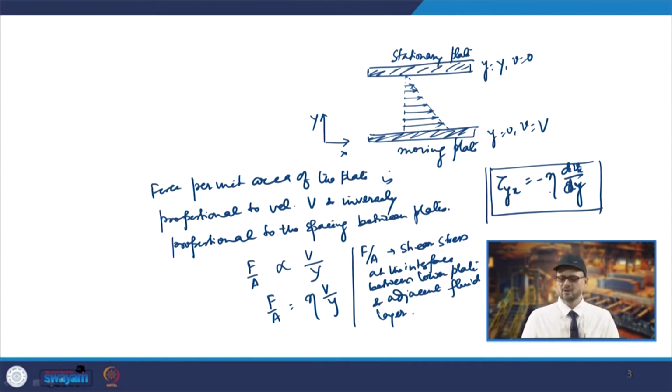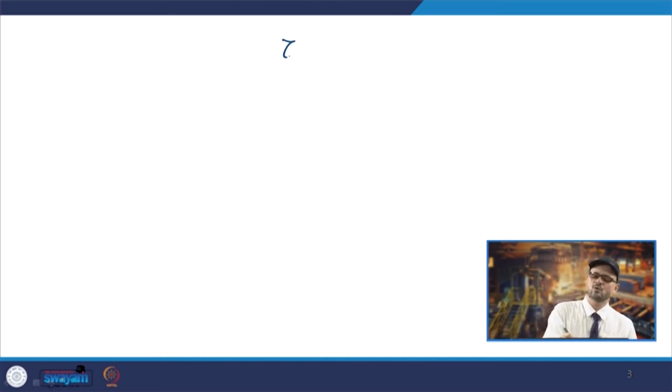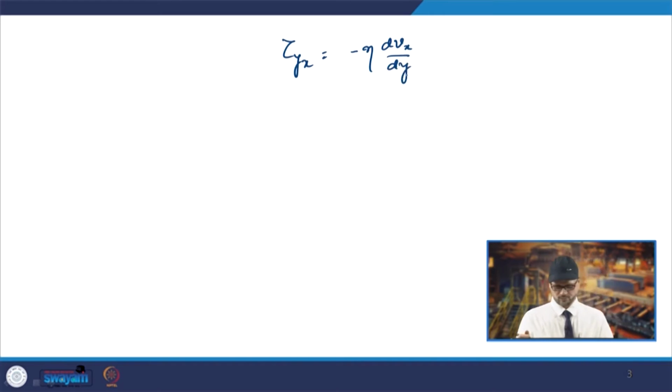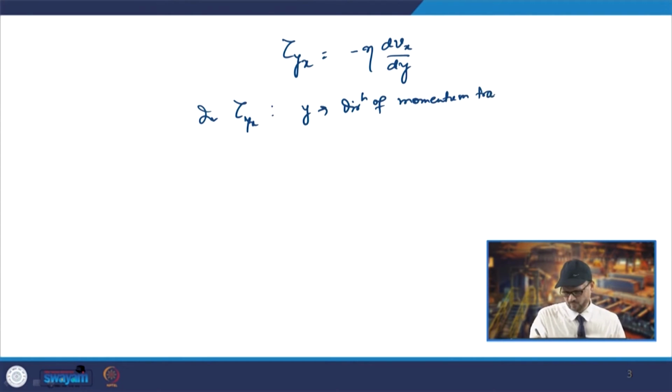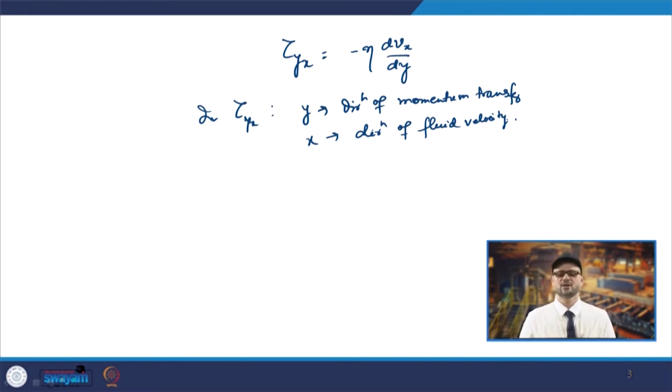Now, in this term, tau yx equals minus eta dvx upon dy, you have y as well as x. In tau yx, y is the direction of momentum transfer, and x is the direction of fluid velocity. So, that way we are writing this tau yx.